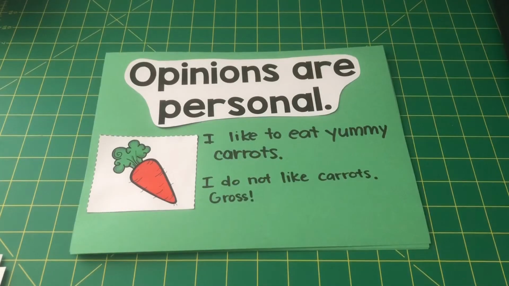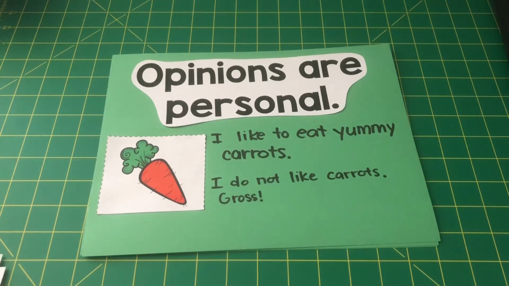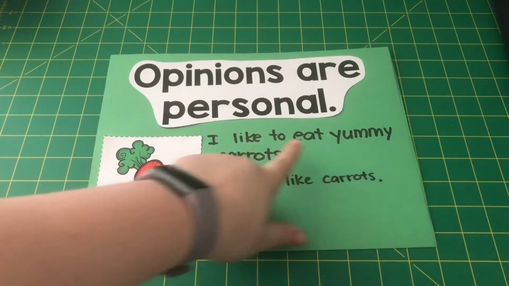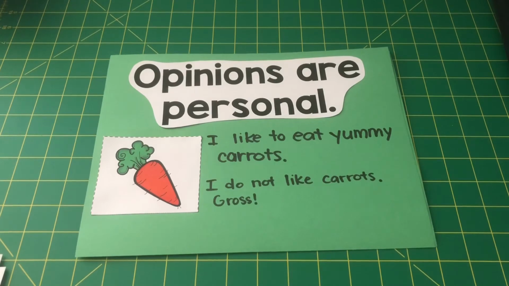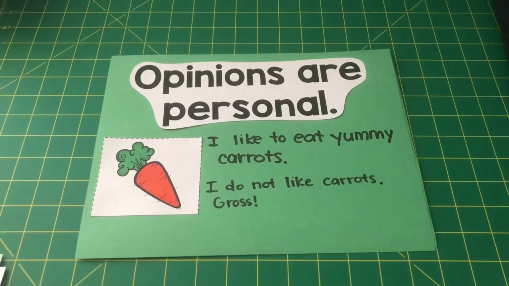Today, we're going to look at an anchor chart that tells us how opinions are personal. So opinions are personal because remember, it's how you think or how you feel. So it's your opinion, and so it's very personal. So we're going to look at a couple different examples. The first one has to do with carrots. I know lots of you have different opinions on carrots. You might love carrots. So your opinion might be, I like to eat yummy carrots. But maybe you don't like carrots. Your opinion might be, I do not like carrots. Gross. So you can see we have 2 different opinions. One that really likes carrots and one that doesn't like carrots at all.